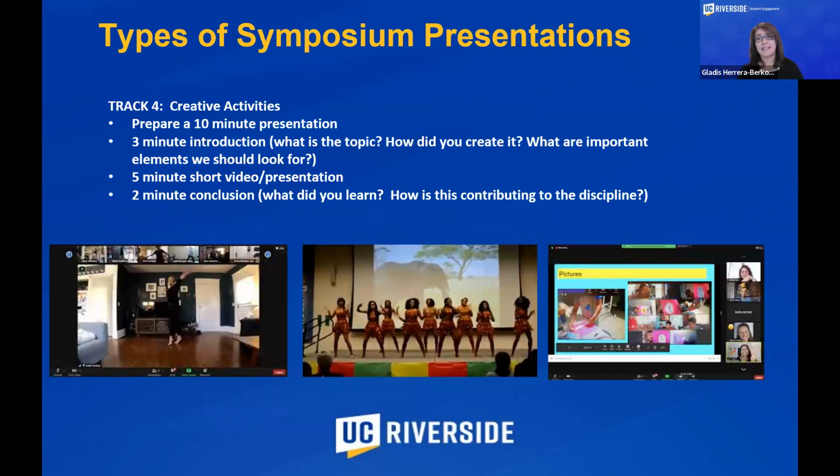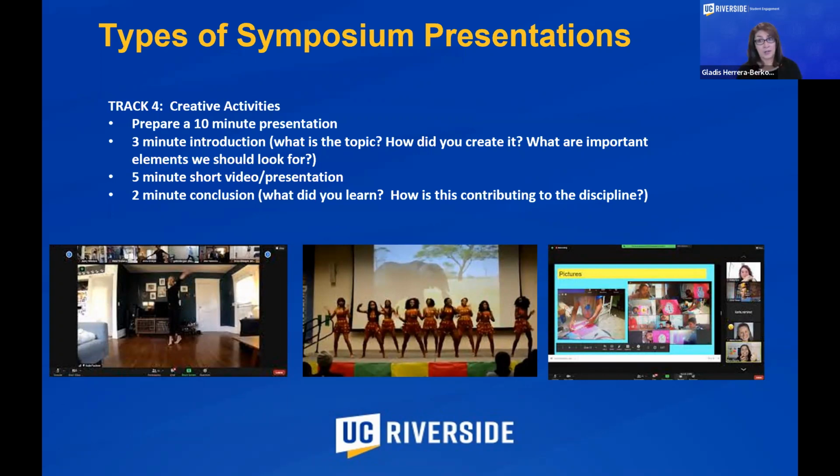And we're also really excited to see the work of students in the arts. So track 4 is for creative activities. And this could be work in dance, theater, music, poetry, anything that's artistic would fall into this category. And this will also be hosted live on Zoom. So the structure of these presentations are as follows. You will have a 10-minute presentation, and you will be presenting with 3 other students, also allowing time for question and answer at the end of each discussion.